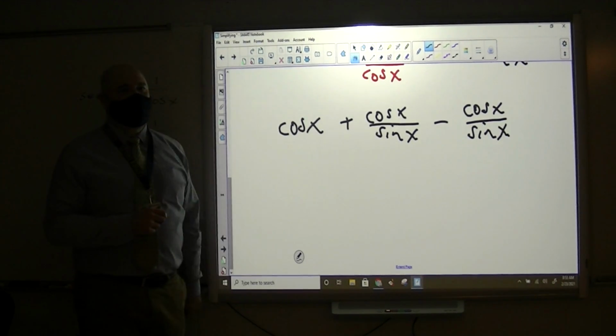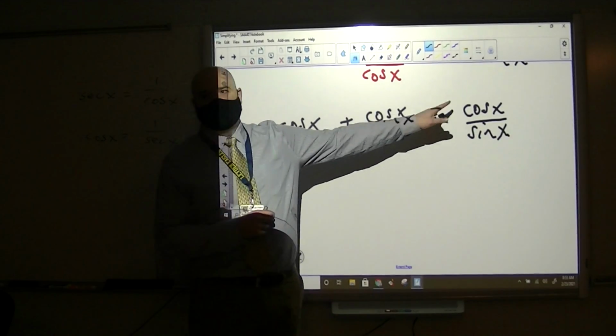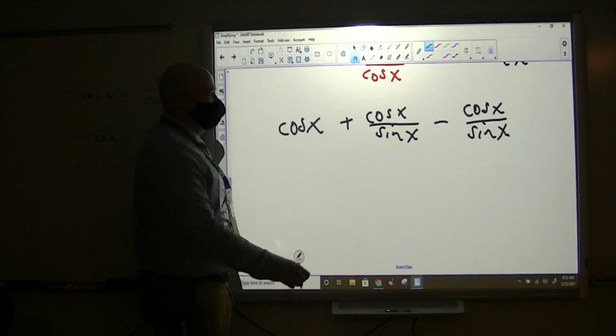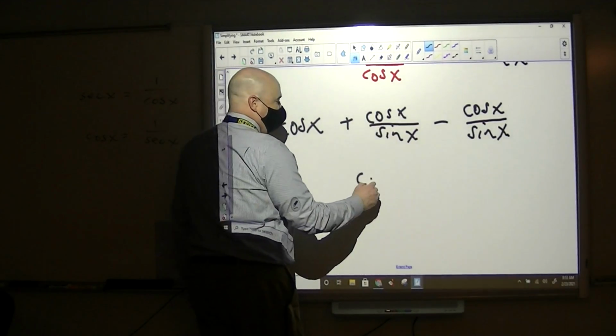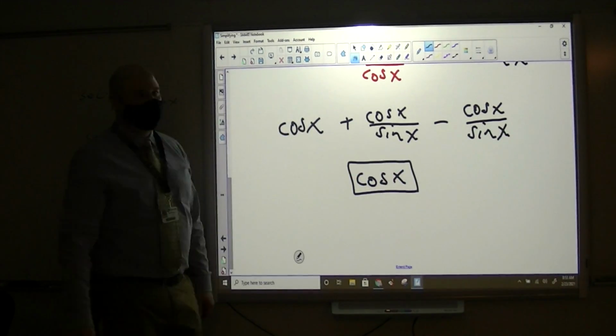Now when you look at this, can we clean this up? Certainly can. Cosine over sine, cosine over sine, right? These are opposites, they cancel each other out. Booyah. There you go.